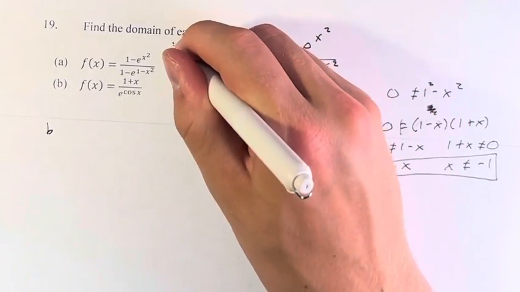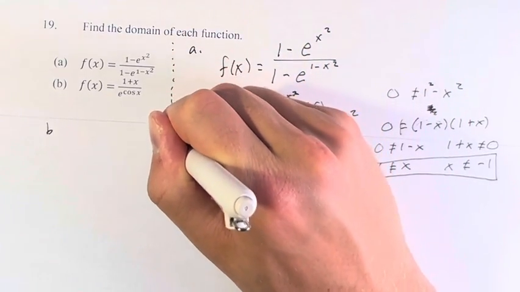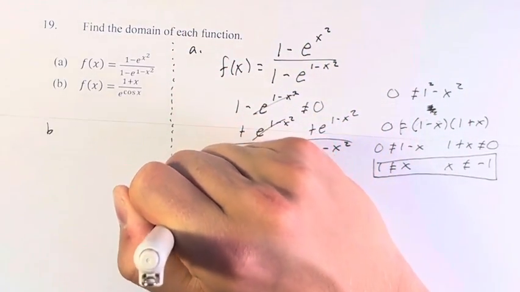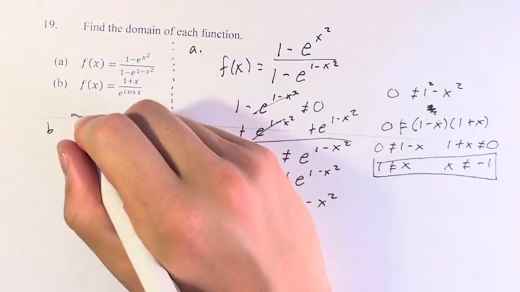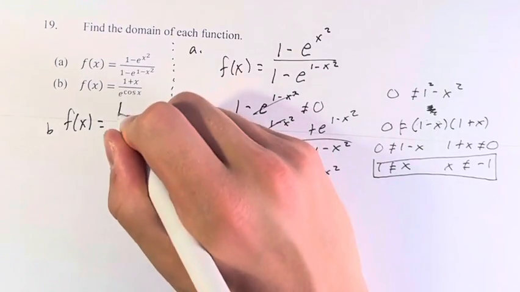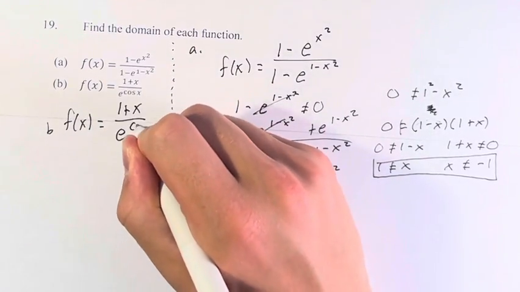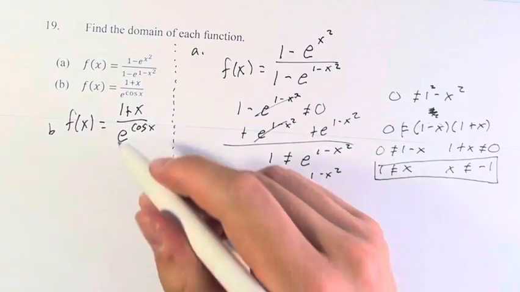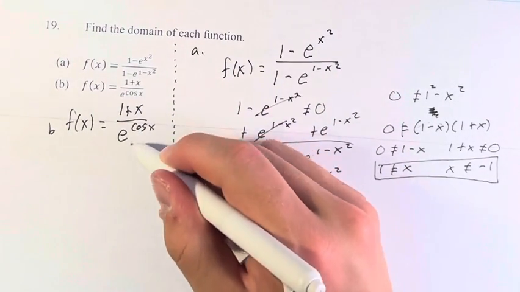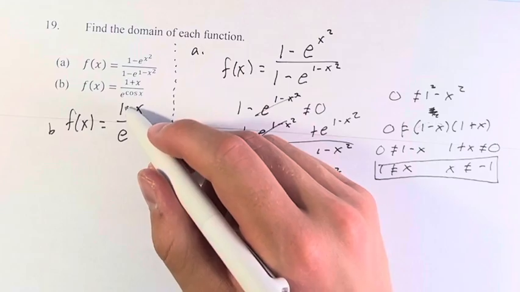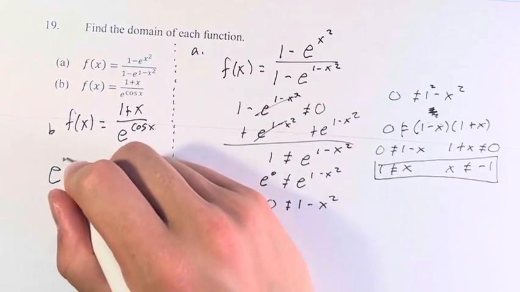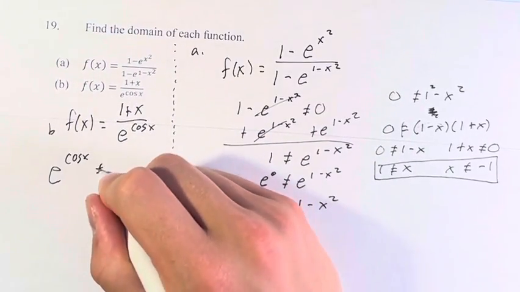For B, we have another fraction. And again, the only restriction here is that the denominator cannot equal 0. Right? Cosine can take any values, e to the x can take any values, this polynomial can take any values. Only thing is that the denominator cannot equal 0.